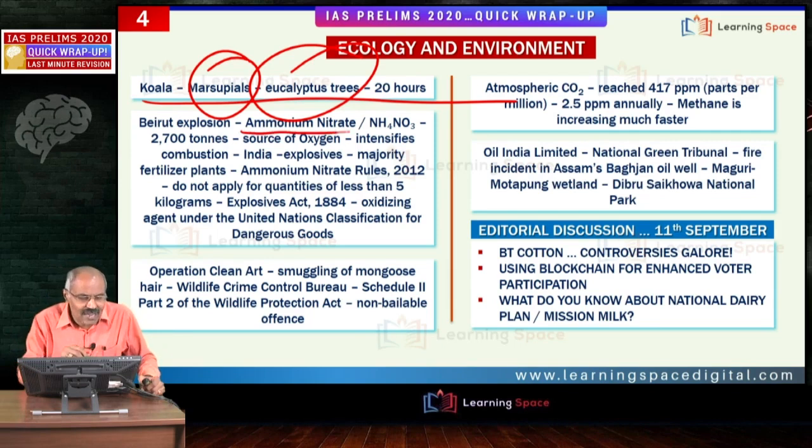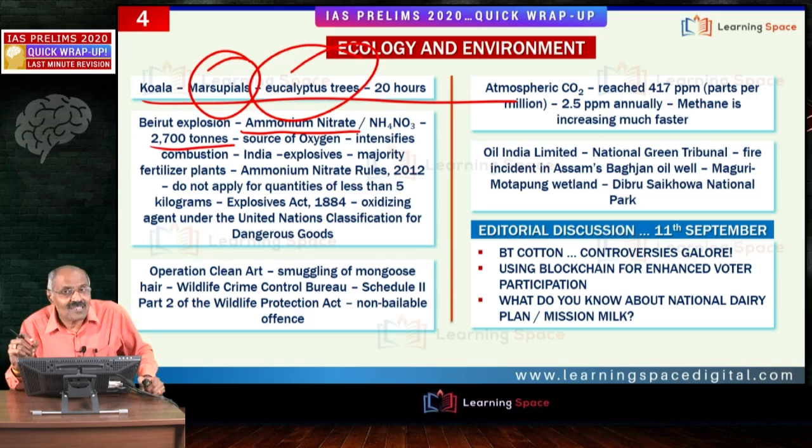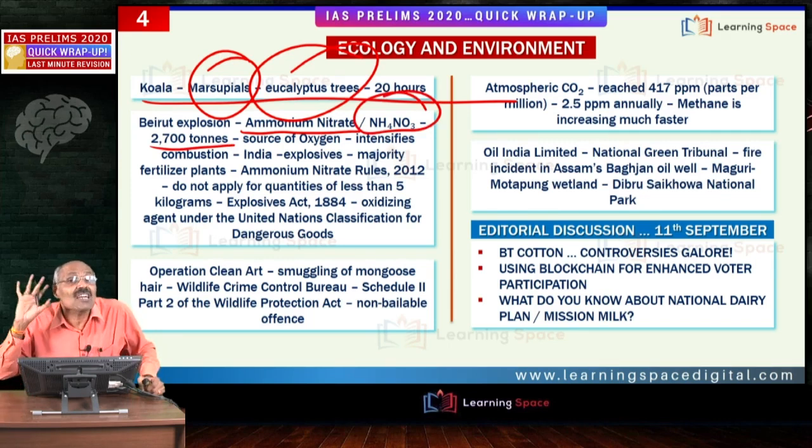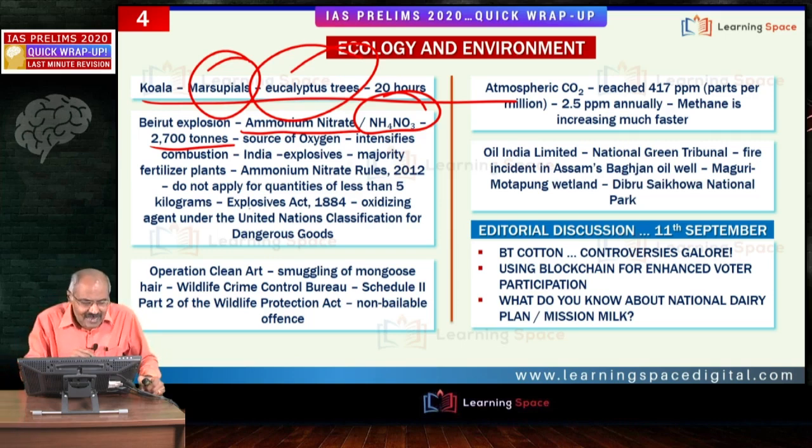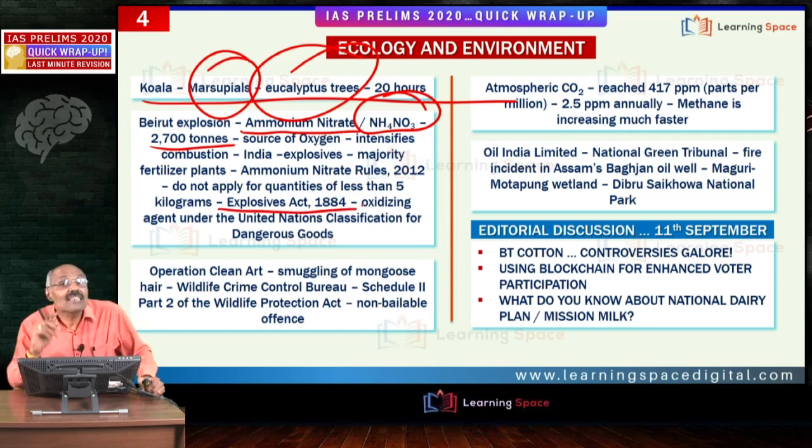Friends, there was the Beirut explosion, caused by ammonium nitrate. That was the main cause. 2,700 tons were stored. And one important aspect is, as such, it is not a direct explosive. That means if something is triggered, because of the availability of oxygen, it acts as a source of oxygen and subsequently you cannot control that. From your examination perspective, it is not explosive. But because of the huge source of oxygen, it is taken care of, and under the Explosives Act 1884, it is controlled.